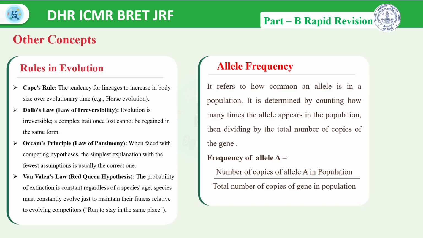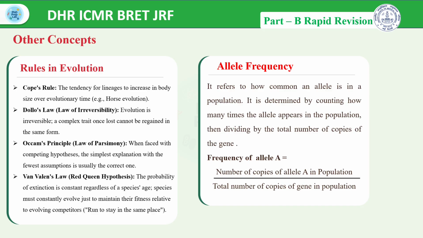Now we have Occam's principle also, which is the law of parsimony. When faced with competing hypotheses, the simplest explanation with the fewest assumptions is usually the correct one. So this is the law of parsimony, when you favor the simplest explanation with the fewest assumptions.